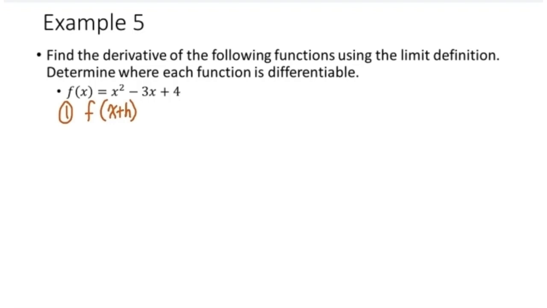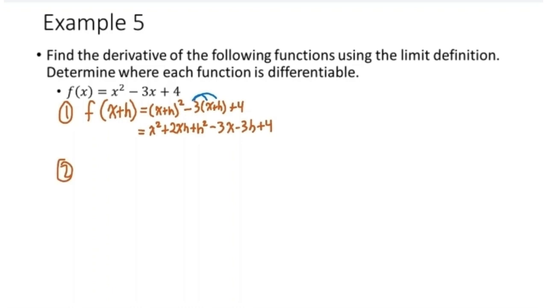First, finding the f of x plus h, which means we're replacing x with x plus h. So we have x plus h squared minus 3 times x plus h plus 4. Now we'll proceed to expand. X plus h squared becomes x squared plus 2xh plus h squared, distribute in negative 3, and bring down the plus 4. Then we would collect like terms, but here there are no like terms to collect, so step 1 is complete.